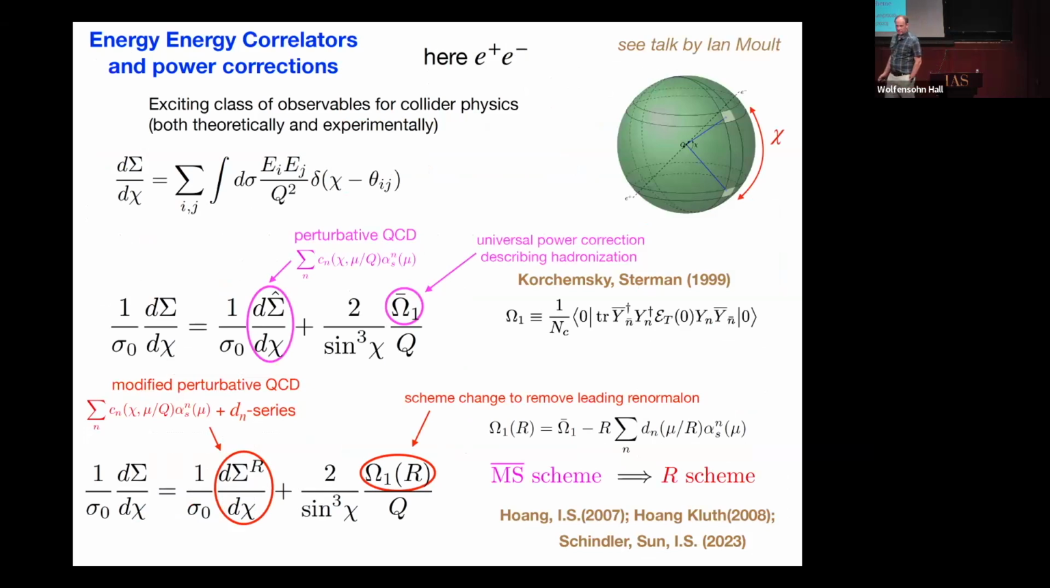Let me talk a little bit about another class of things that you can measure in an e plus e minus collider. And we heard a very nice talk by Ian Moult this morning talking about energy-energy correlators. So I'm not going to reintroduce them, but I'll just tell you about some work that has been done on power corrections. Back in 1999, Korchemsky and Sterman had this very nice result that the description of the power corrections for the energy-energy correlator is given by this same universal parameter, omega-1, and now I'm giving you a matrix element definition of it, that describes the power corrections in thrust.